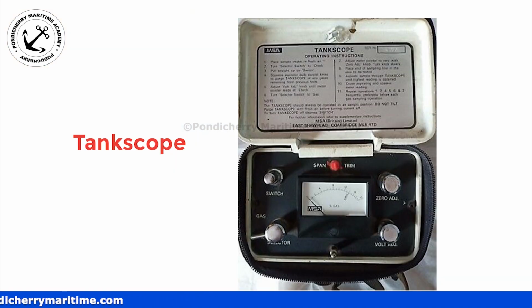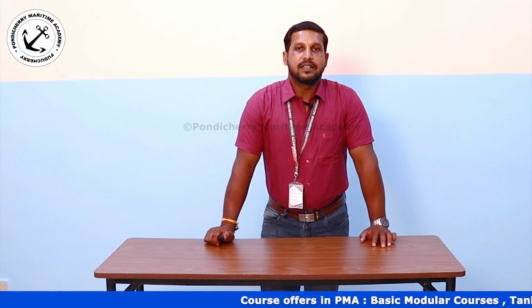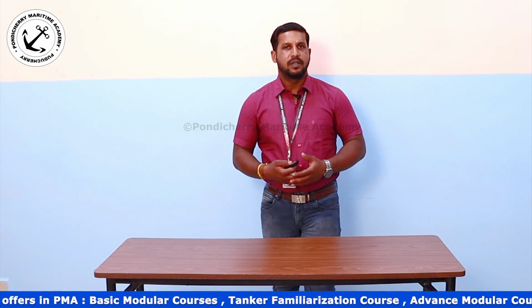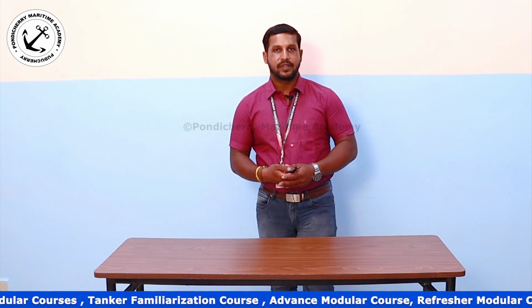The next thing, how do we evaluate the tank atmosphere? There are certain equipments given on board a ship to do the evaluation of the atmosphere of the cargo tank. The various equipments used on board are tank scopes, explosimeters, oxygen meters, multi-gas detectors, toxic gas detectors or Dräger tubes. So these are the equipments which help in doing the tank evaluation, right?